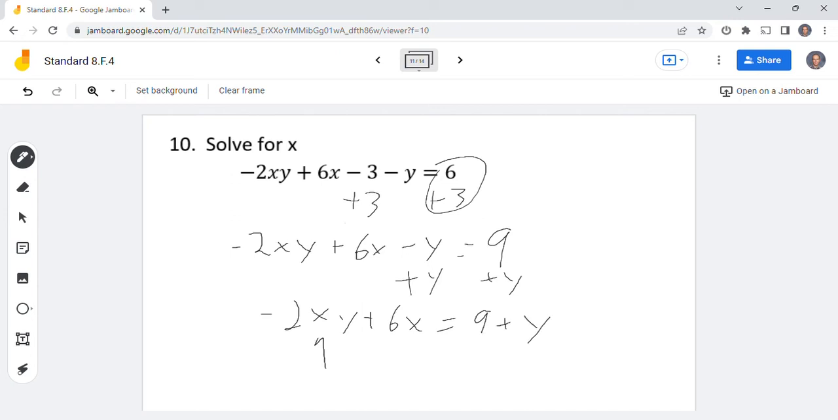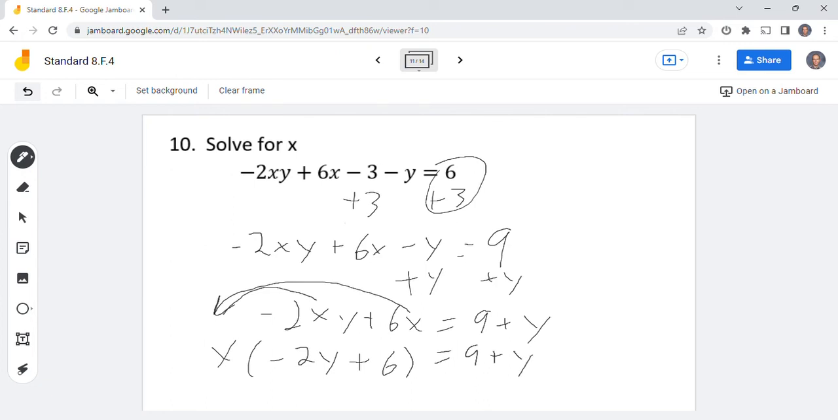Alright, now we have terms with just the x's over on the left hand side. So we are ready to factor that x out of here. We end up with x. Our first term has a negative 2y left in it. The second term has a 6 left in it. And over here we have a 9 plus y on the right hand side still.